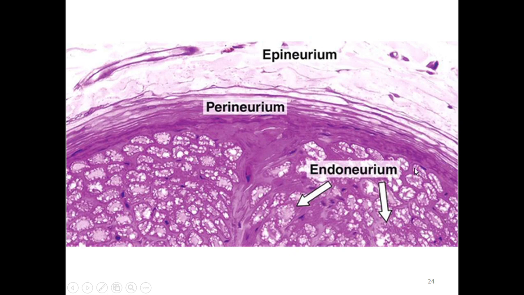In the slide, we observe three layers. Endoneurium surrounds each nerve fiber. Perineurium surrounds each nerve fascicle. These are nerve fascicles, so the perineurium surrounds each nerve fascicle. Endoneurium surrounds each nerve fiber. Perineurium surrounds each nerve fascicle, and epineurium surrounds the peripheral nerve. Epineurium surrounds the peripheral nerve, perineurium surrounds the peripheral nerve fascicle, and endoneurium surrounds the peripheral nerve fiber.